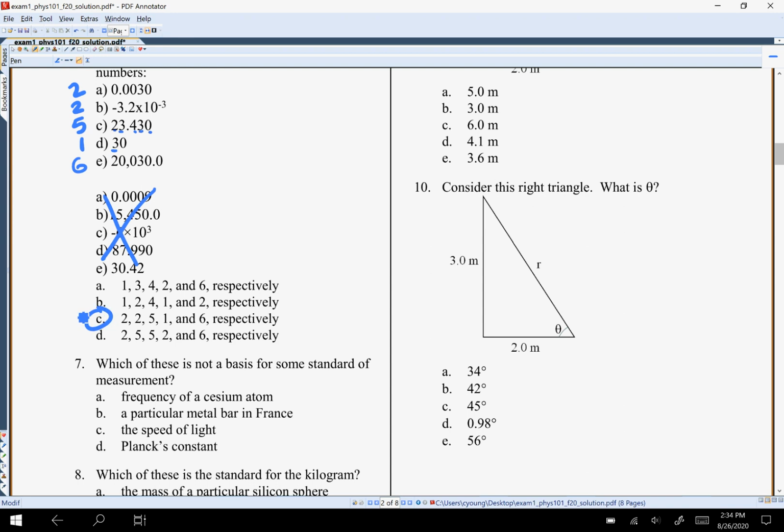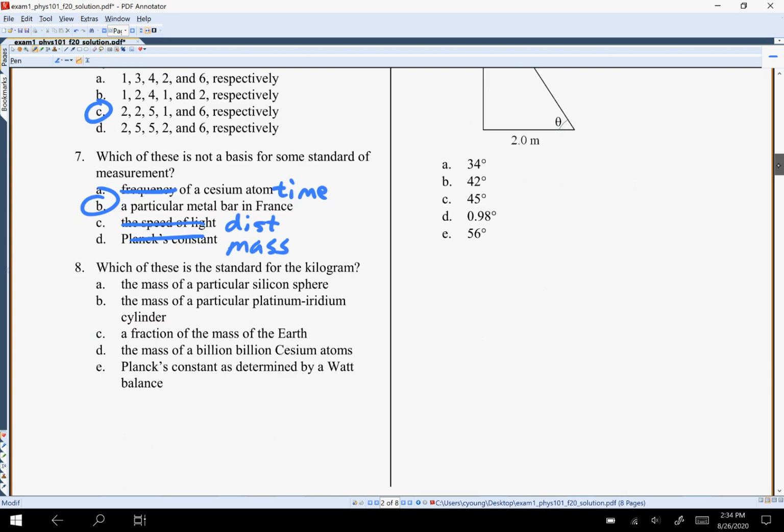Which of these is not a basis for some standard of measurement? Frequency of a cesium atom, that's for time. Speed of light, that's for distance. Planck's constant, that's for mass. And so a particular metal bar in France used to be a standard for length, but it is no longer. It's not a basis for a standard of measurement.